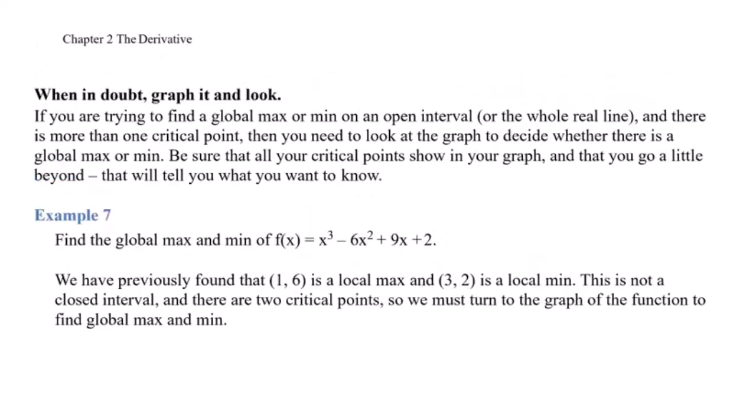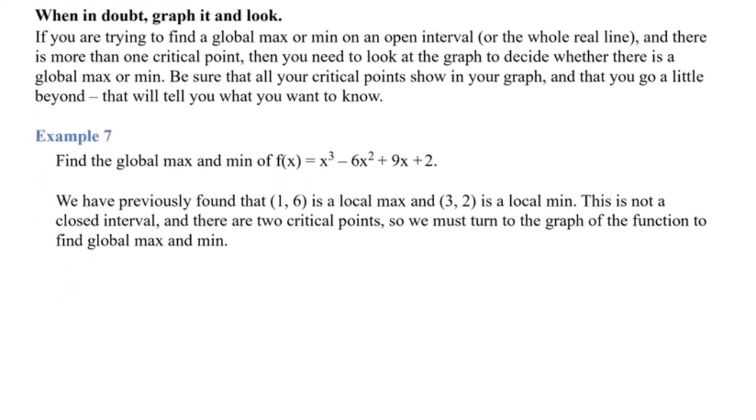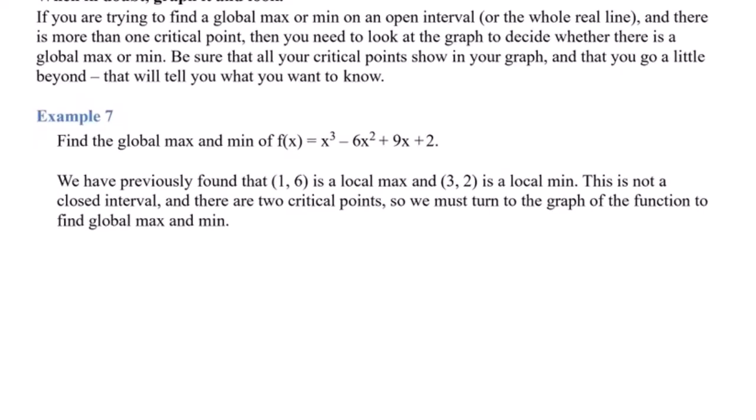So we have a new function. We're going to look at example 7. Here it's telling us we previously found that 1, 6 is a local maximum and 3, 2 is a local minimum. This is not a closed interval, and there are 2 critical points, so we must turn to the graph of the function to find global max and mins.